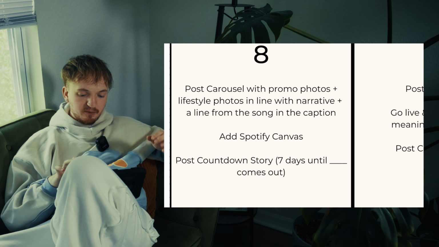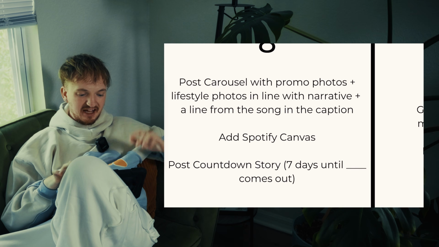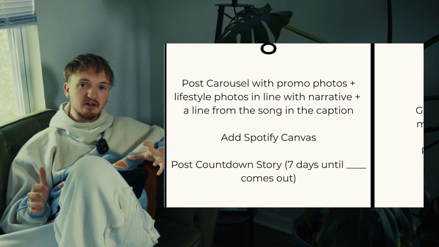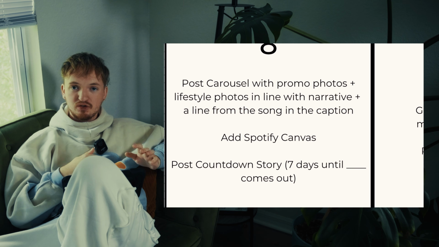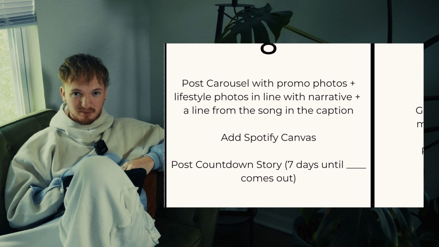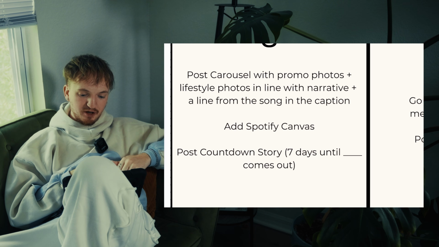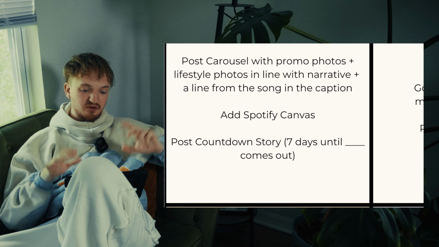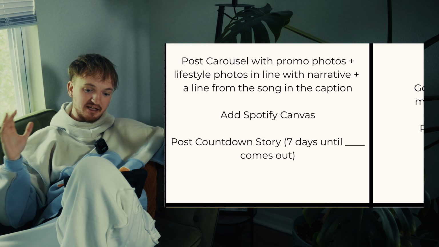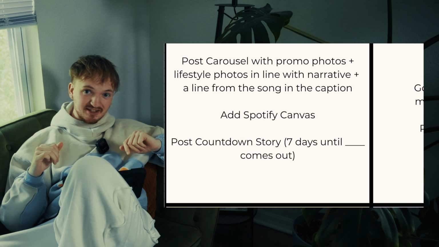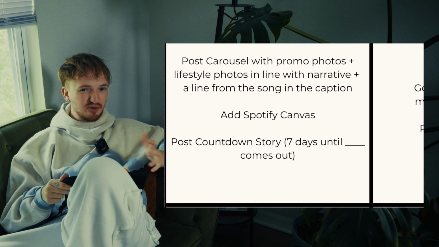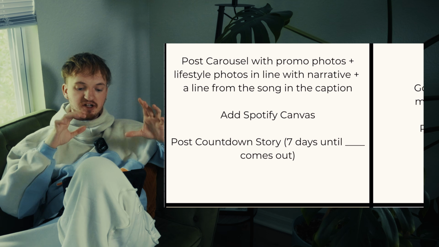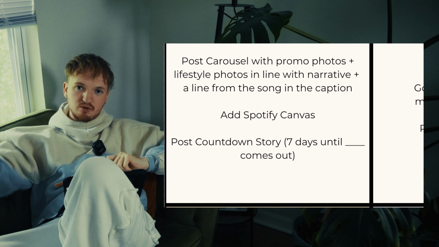On day 8, we're going to post a carousel with promo photos and lifestyle photos and anything else that's in line with the narrative of the song, as well as a caption using one of the most important lines from the song or a line that you think people are going to remember. Then you're going to add your Spotify canvas and post your first countdown story out of 7. So the entire week leading up to your release, you're going to say, hey, there's 7 days left till this song comes out. But you could do it in creative ways. It doesn't literally have to say 7 days until this is out, but just mention it in your stories as you're posting throughout the week.